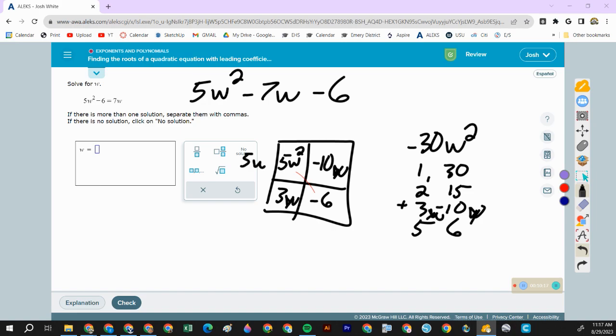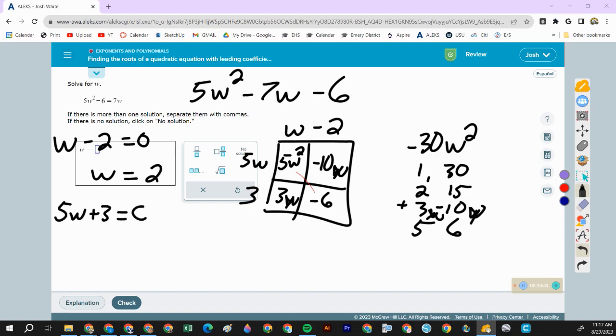So 5W. What times 5W is 5W squared? W. And what times 5W is negative 10W? Negative 2. And what times W is 3W? 3. So one of my factors is W minus 2, so W equals 2. And the other is 5W plus 3 equals 0. Subtract 3 and divide by 5. So negative 3/5. And again, if you can solve that using a different method, go ahead. I'll just think you're dumb.